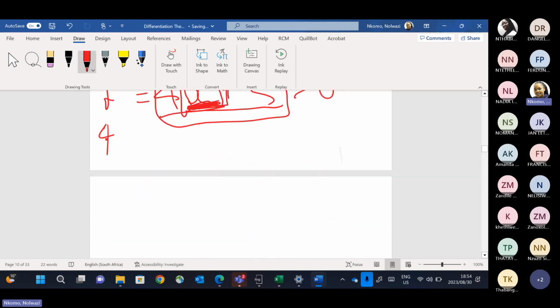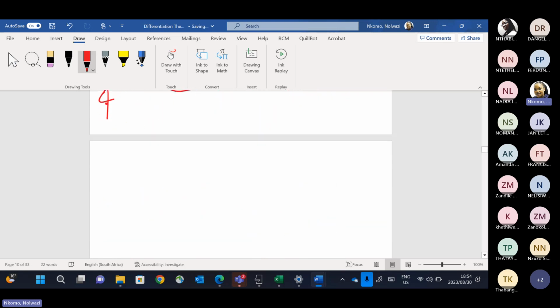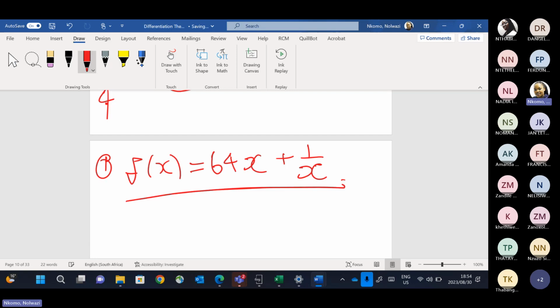Okay. In your spare time, please work on this one. f of x equals 64x plus 1 over x. Okay, do we have questions?